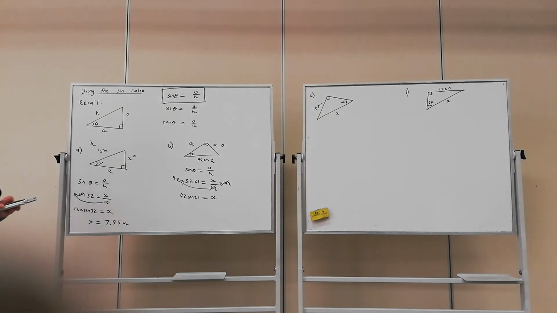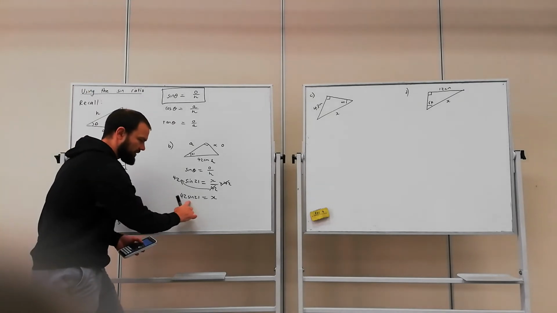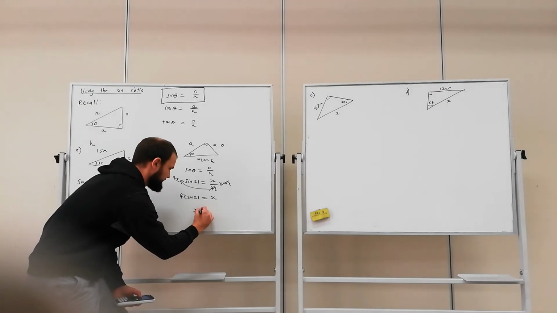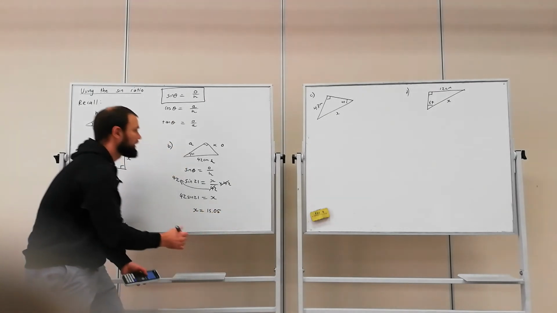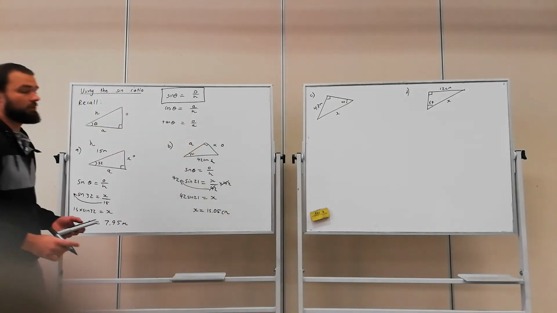So I'll punch that one in. Is it 42 times sine 21? Excellent, yep. You can just write it like this in your calculator, it'll just pop out the right answer. So X is 15.05. And let's have a look at our units here, centimetres. Make sure we're putting our units on.